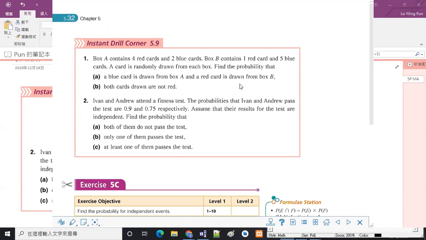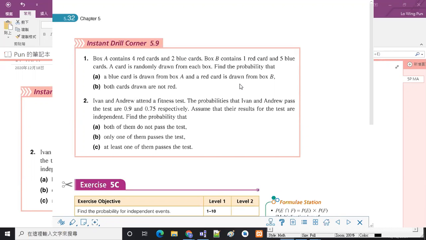But in question number 2, can you see that the two numbers are 0.9 and 0.75, which are already probabilities. You are not going to construct the fractions yourselves. The probability number is already given to you. So what you need to do is to find out the relationship between the probabilities. Let us just start from question number 2 here.